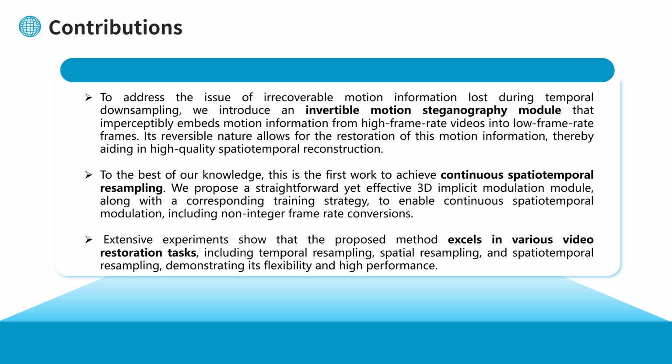Second, to the best of our knowledge, this is the first work to achieve continuous spatiotemporal resampling. We propose a straightforward yet effective 3D implicit modulation module, along with a corresponding training strategy. This enables continuous spatiotemporal modulation, importantly including non-integer frame rate conversions like 30 fps to 24 fps and vice versa.